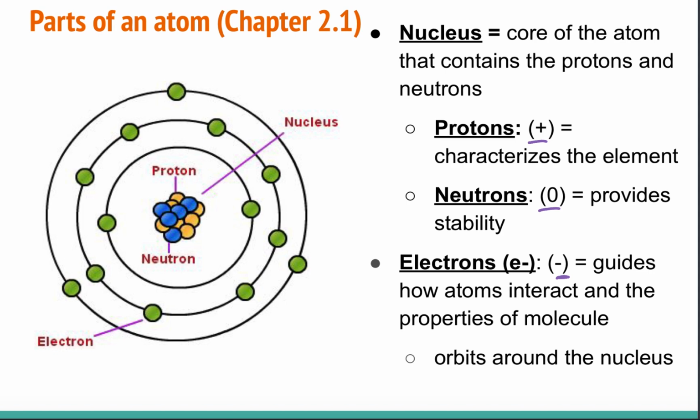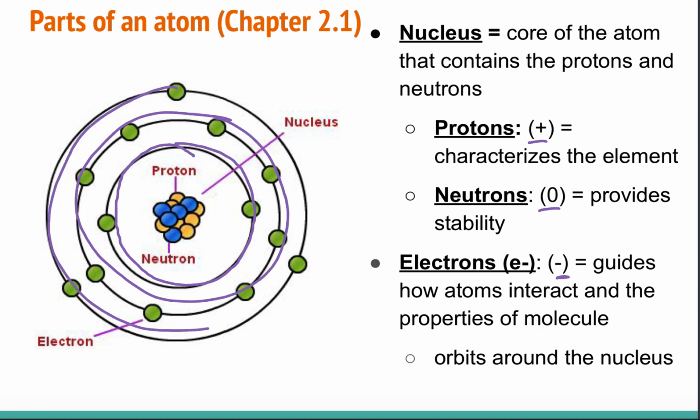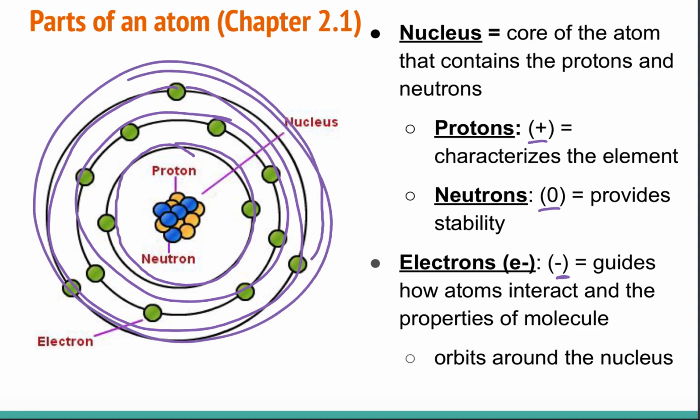Okay, so the electrons are really critical for understanding how atoms and molecules act, and they orbit around the nucleus in circles. They're not stable, they're not static, they actually are constantly racing around. Okay?